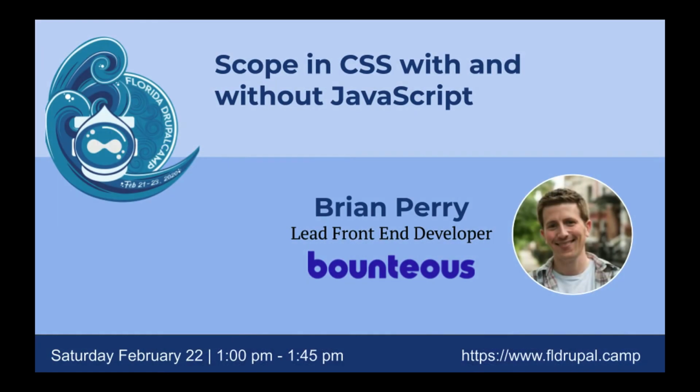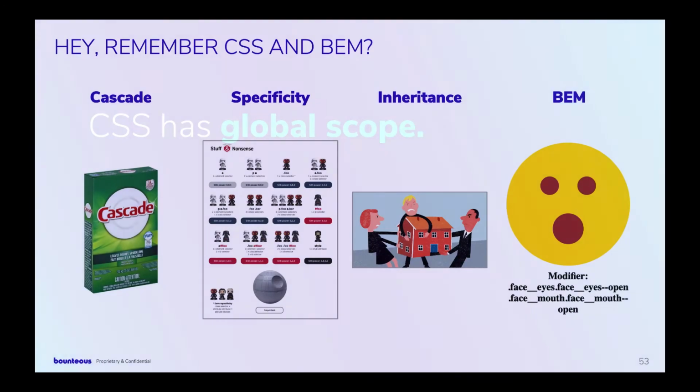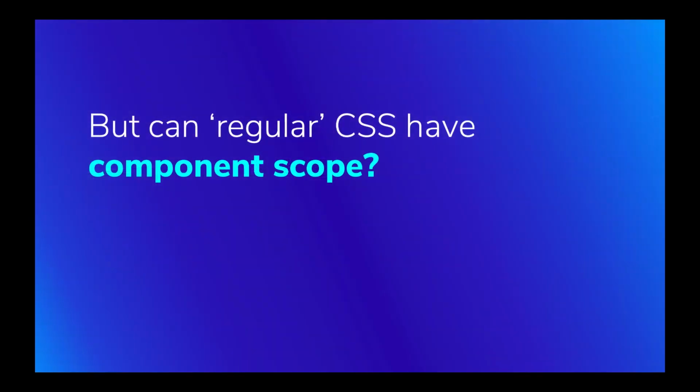All right, let's go through it one more time and dive in a little bit deeper. So this is scope in CSS with and without JavaScript. And CSS has global scope. So we talked about the Cascade and specificity and inheritance, and we talked about methodologies like BEM. But a question that I had and that you might be asking is, can regular CSS have something like component scope? So the answer to that, as we've kind of touched on before, is not really.